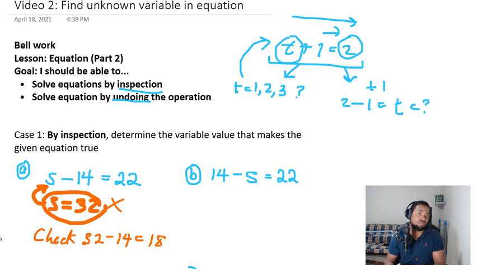So let's try another number. Let's go higher. If we go 34, 34 doesn't work. Let's try 35. Doesn't work. Let's try 36. So in this case, let me try 36 and see for myself.